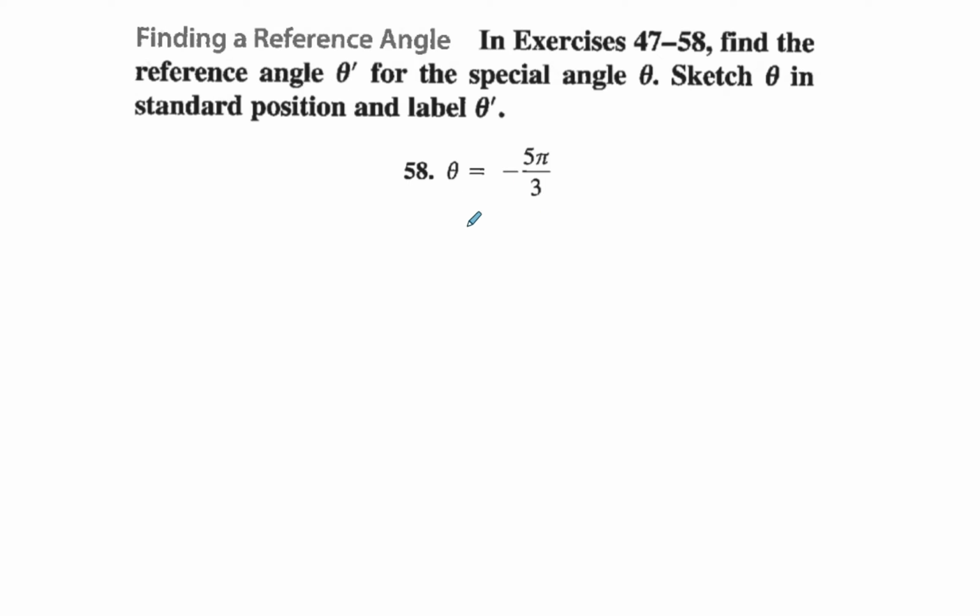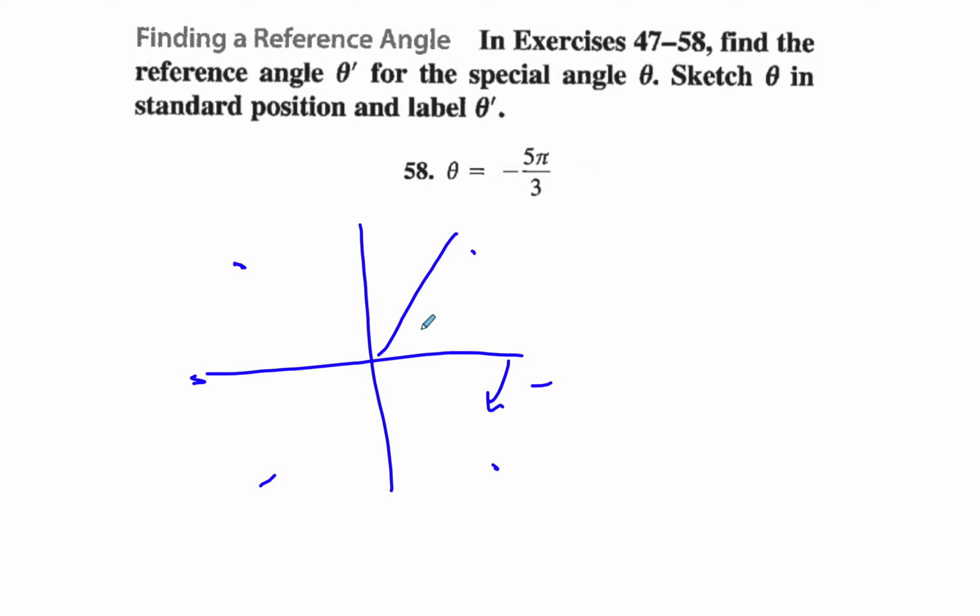Reference angle, negative 5 pi over 3. Okay. So now we're going to count by thirds, except we're going negative. So we're going to go in this direction, right? That's negative. So that's going to be 1/3, 2/3, 3/3. So 1/3, 2/3, 3/3. It gets us a full pi. 4/3, 5/3, right?